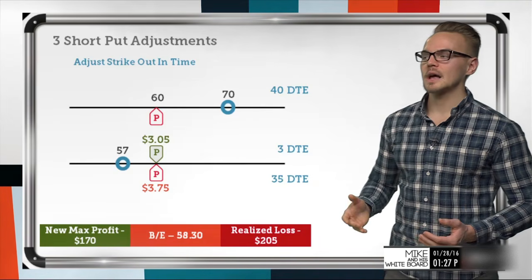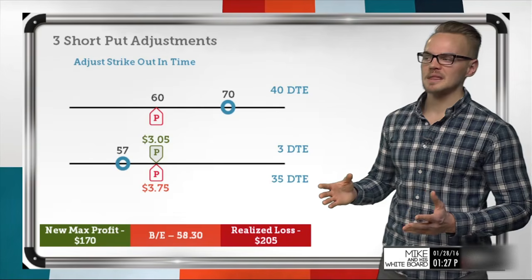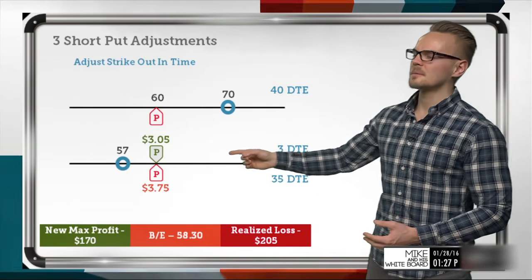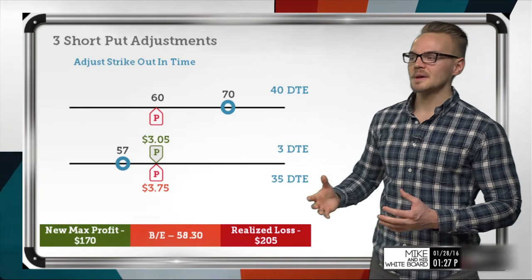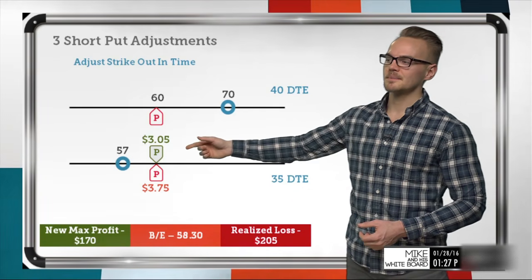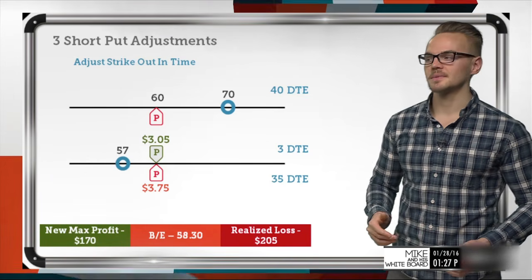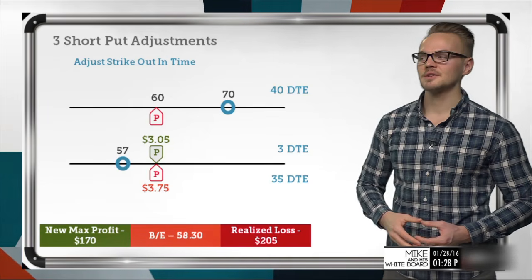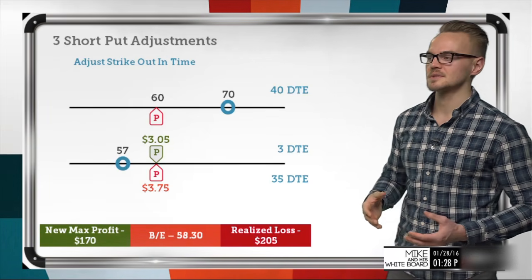So we'll look to roll out our strike in time. What's really important here is to just look at the math behind closing our current position and opening up the new one. If I close my position for $3.05, which makes sense because if I sold it at 60 and the stock price is at 57, it's got to at least be trading for $3. And with only 3 days to go, I've got 5 cents of extrinsic value here, so that's a pretty fair amount. I've collected the majority of my extrinsic value in this position.